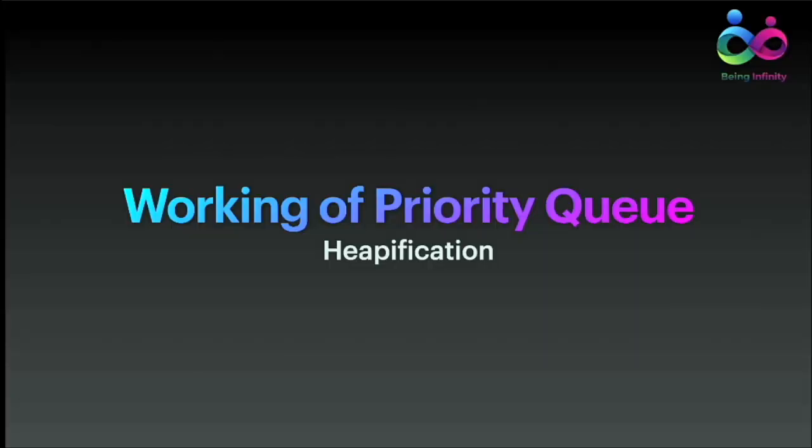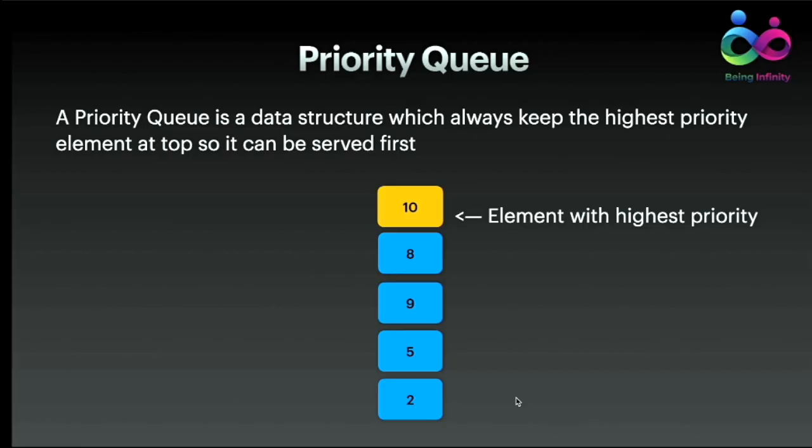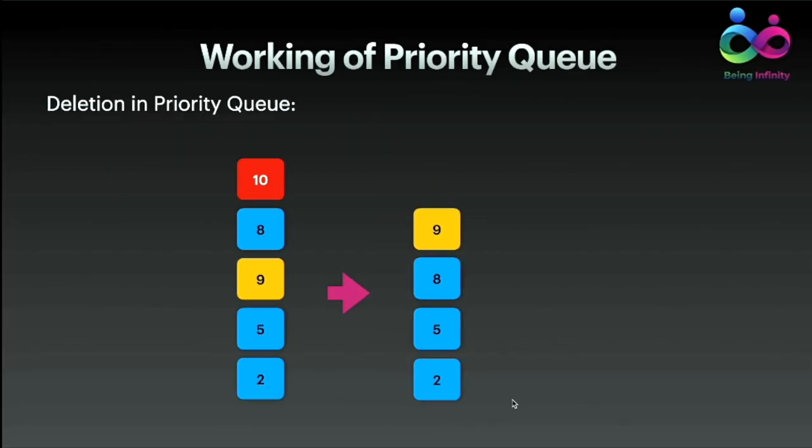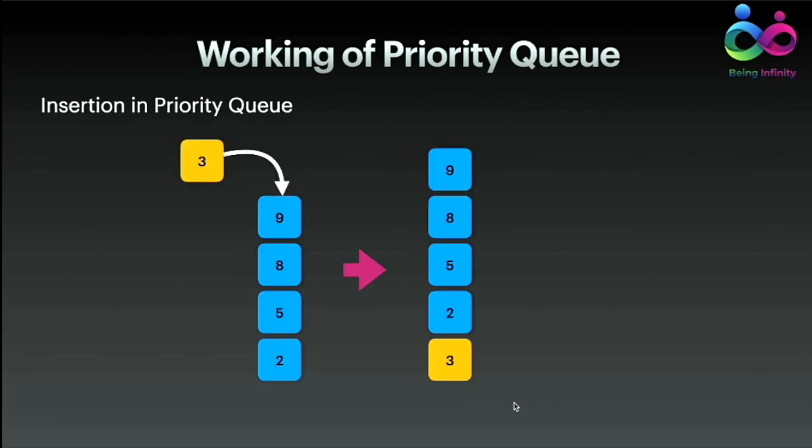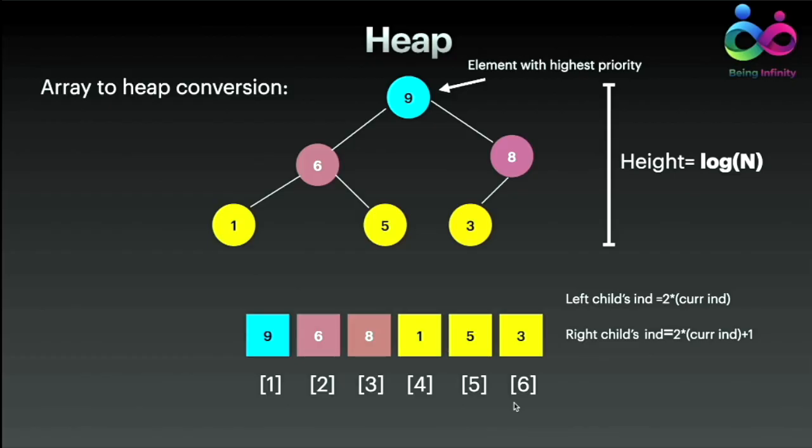Let's discuss how a priority queue works using heapification. A priority queue is a data structure which always keeps the highest priority element at the top so it can be served first, like 10 here. During deletion, the priority queue deletes the top priority element, and after that it rearranges itself in a way that the second highest priority element gains the top spot. Similar rearrangements happen in insertion too. So let's see what happens under the hood.